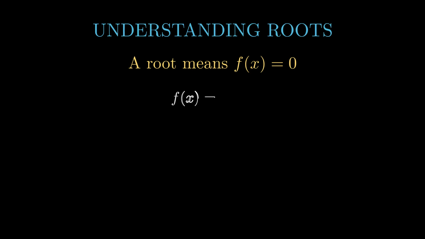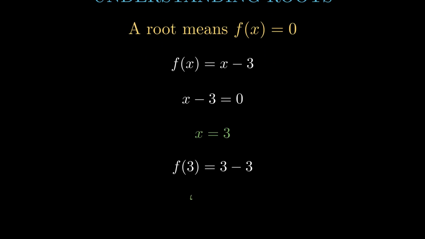Consider the function f(x) = x - 3. To find the root, we make the function equal to 0. Adding 3 to both sides gives x = 3. Now substitute 3 into the function. The function becomes 0. Therefore 3 is a root.